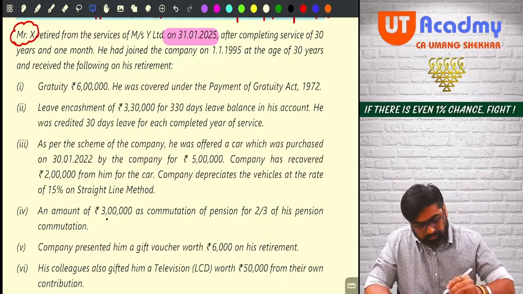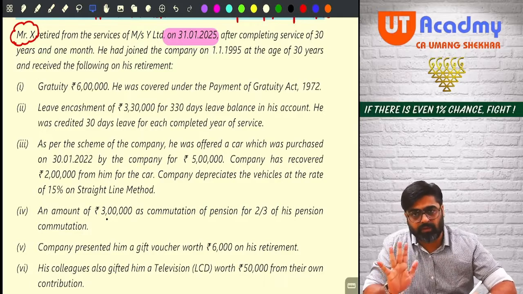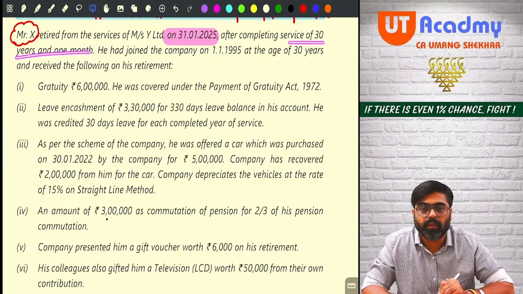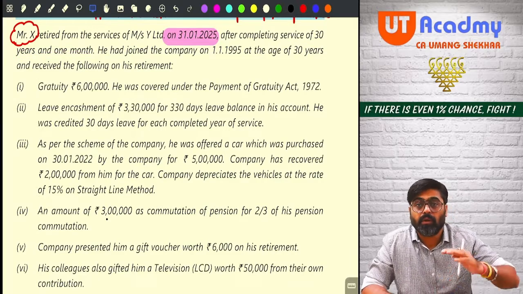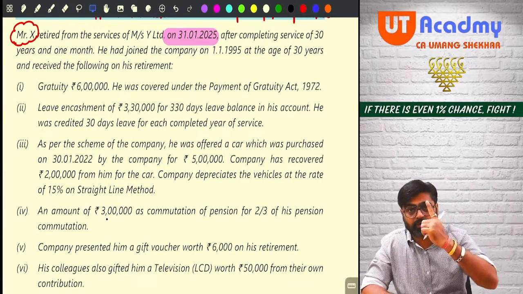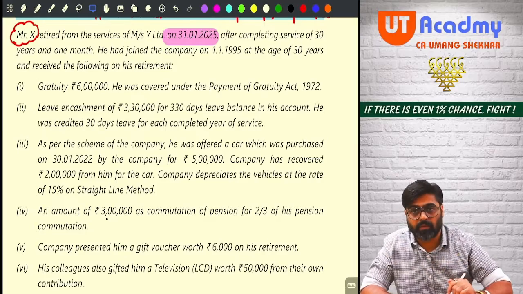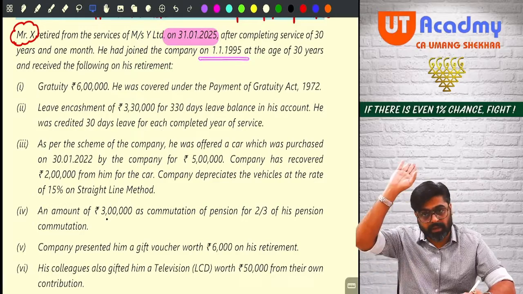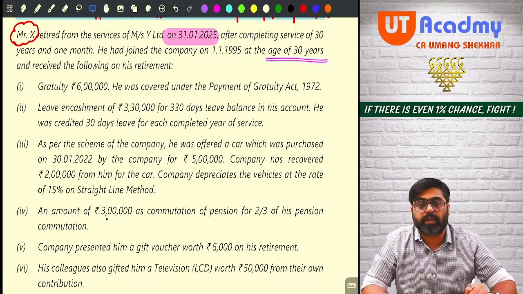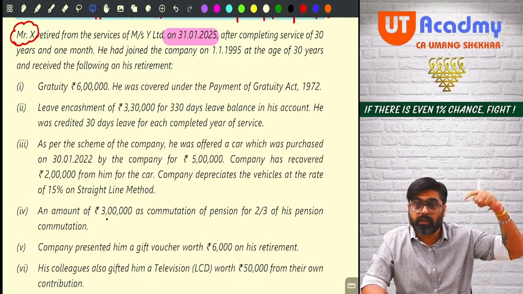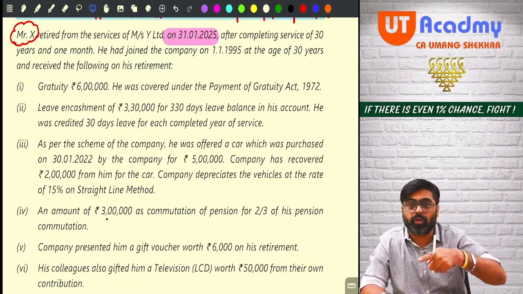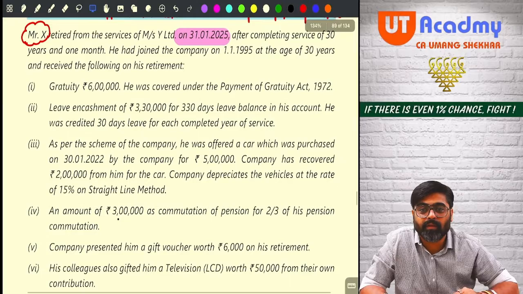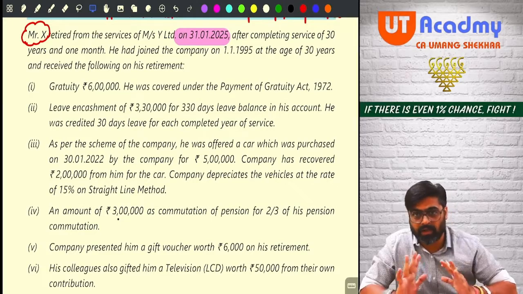So what retirement benefits is he getting? They are saying that he is retiring on 31st January after completing service of 30 years and 1 month. Meaning that he worked in this company for 30 years and 1 month and then he is retiring right now. He joined this company on 1st April 1995. At that time his age was 30 years. So can I say 30 at that time plus 30 more years, he is a senior citizen right now. So becoming a senior citizen and leaving in this year.